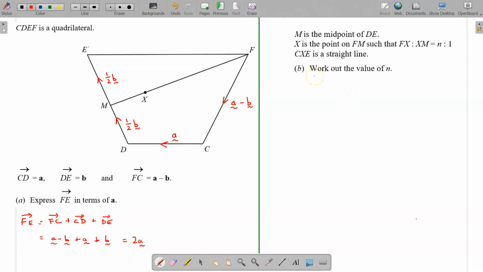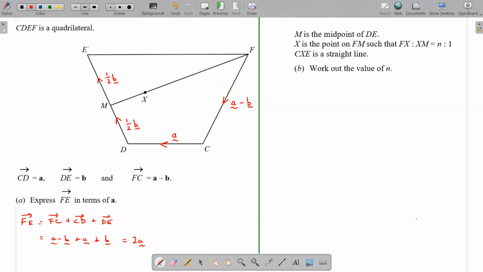This part requires a bit more work, and the best approach to this is to find 2 different journeys that connect the points of interest. Now, M is the midpoint of DE. X is the point on FM, such that FX to XM is in the ratio n to 1. And we've got to find what this number n is.